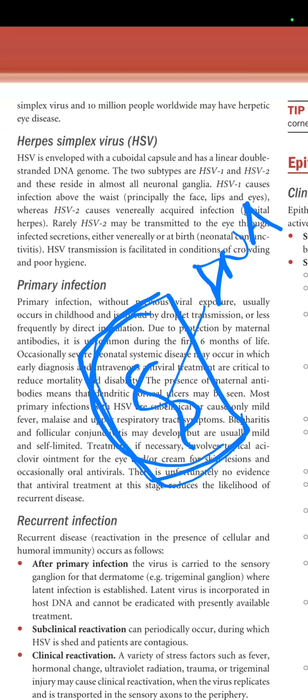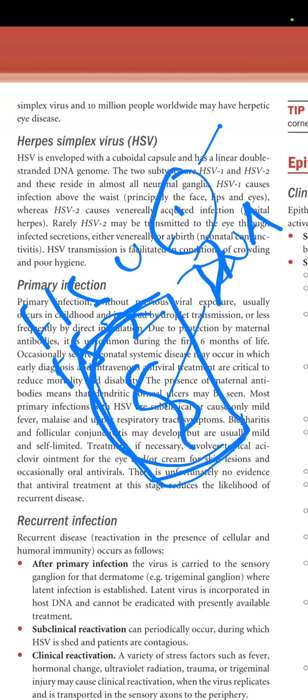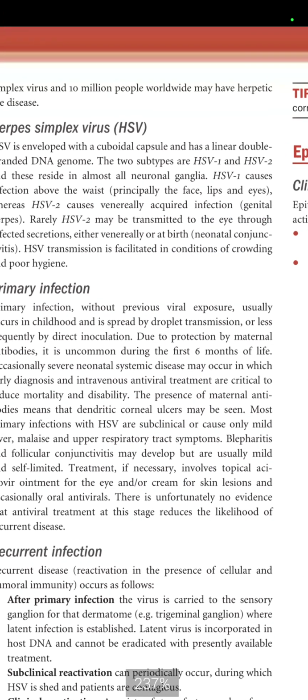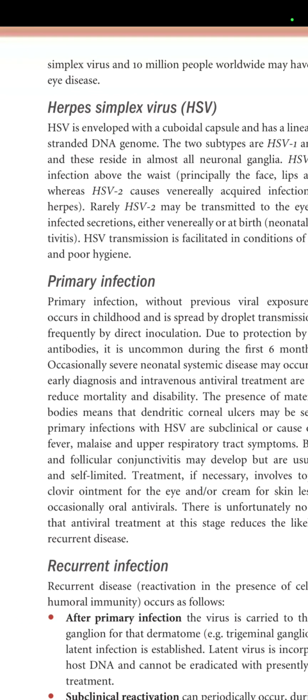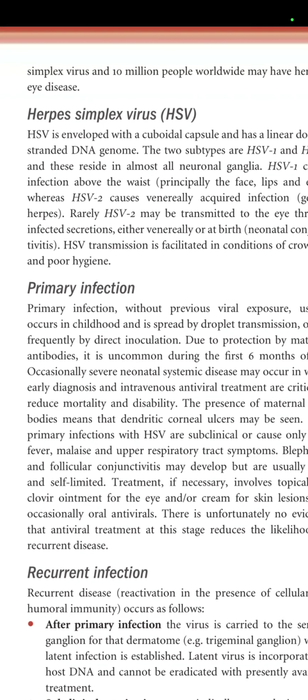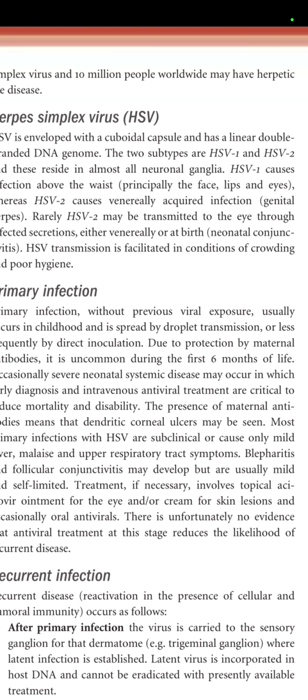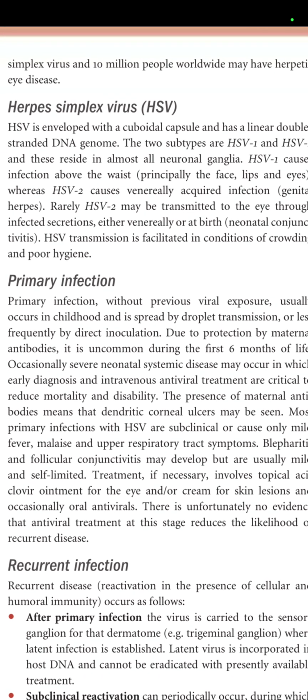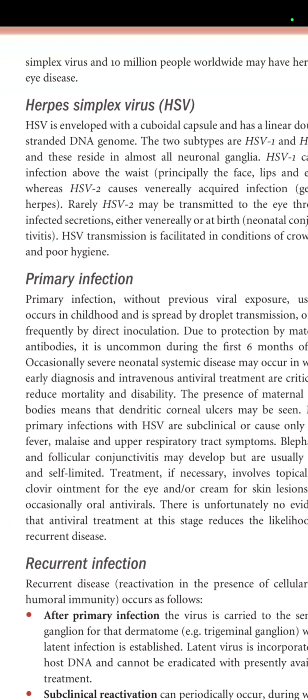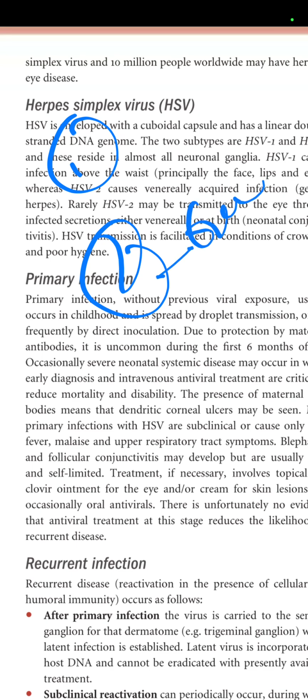There are two subtypes, HSV1 and HSV2. Basically, the HSV1 affects the mouth and HSV2 affects the genitals. The two subtypes are HSV1 and HSV2, and these reside in almost all neuronal ganglia. HSV1 causes infection above the waist, principally the face, lips, and eyes, whereas HSV2 causes venereally acquired infection, genital herpes. So you can say one is above the waist and two is below the waist, that is genitals, and one is around the face.